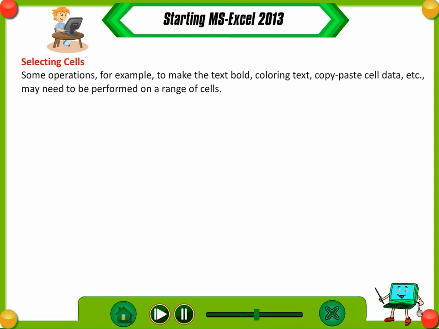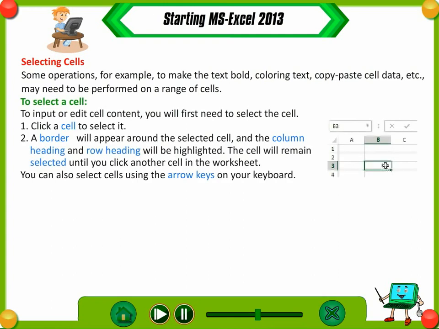Some operations, for example, to make the text bold, coloring text, copy-paste cell data, etc. may need to be performed on a range of cells. To select a cell, to input or edit cell content, you will first need to select the cell. Click a cell to select it. A border will appear around the selected cell and the column heading and row heading will be highlighted.